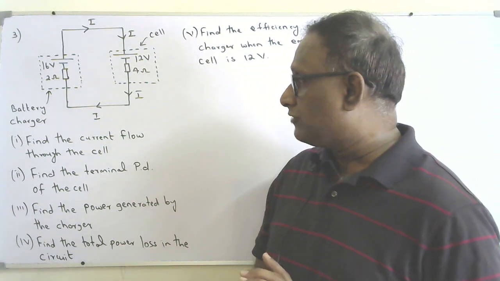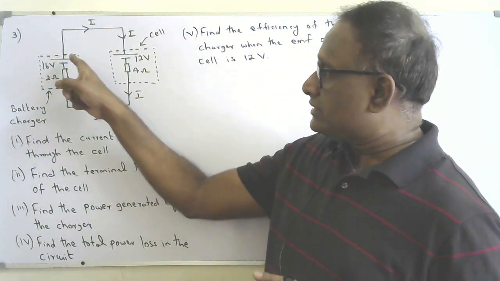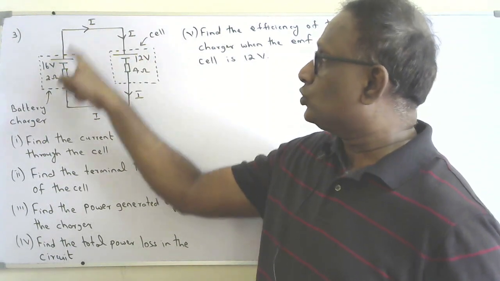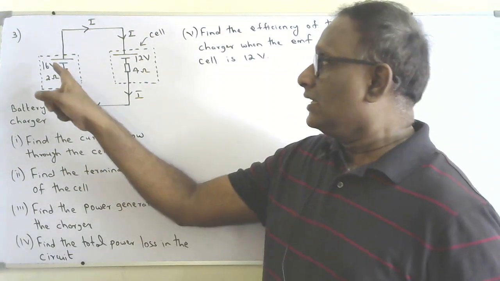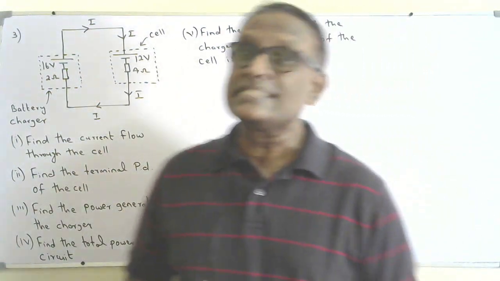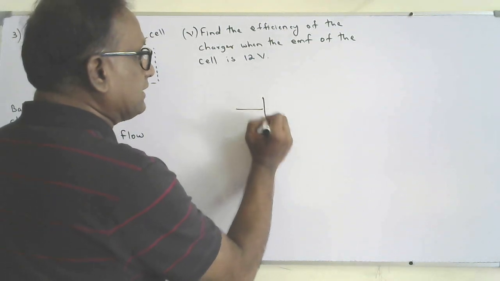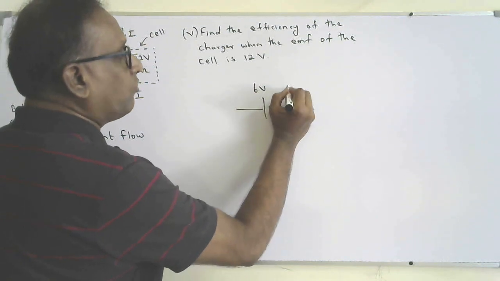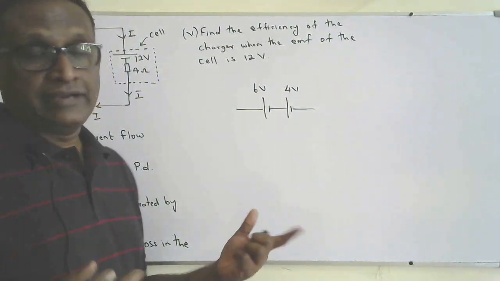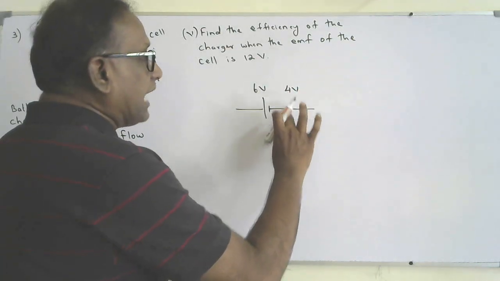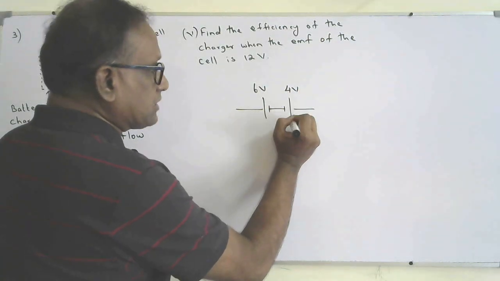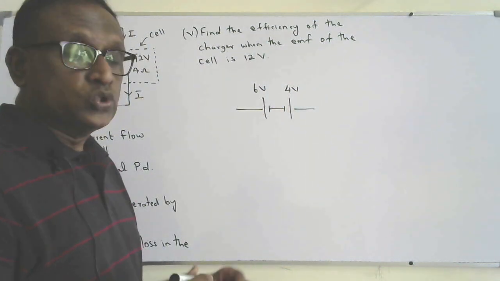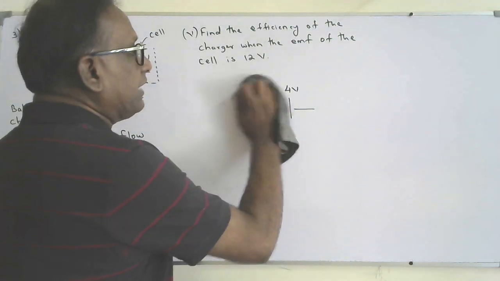Right, first part, find the current flowing through the cell. So here, the positive terminal of the charger and the positive terminal of the cell are connected together. So they are not in series. For example, if you connect two cells like this, if the EMF of this one is 6 volt and this is 4 volt, then the total EMF will be 10 volt. But if you connect it the other way, positive, negative, negative, positive, the total EMF in the circuit will be 6 minus 4, that will be 2 volt. Okay, so here also they are connected the same way.